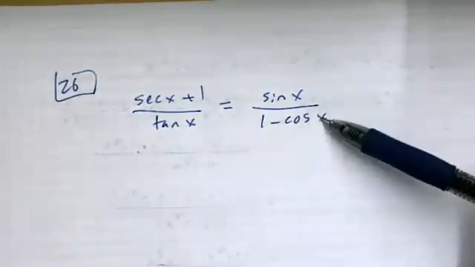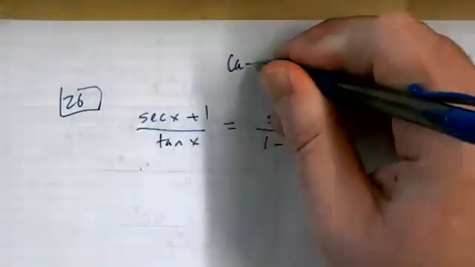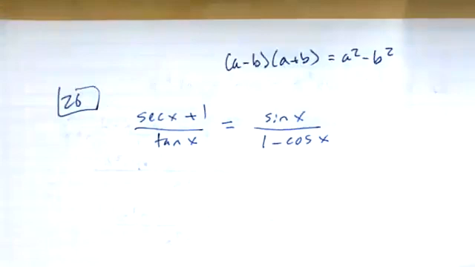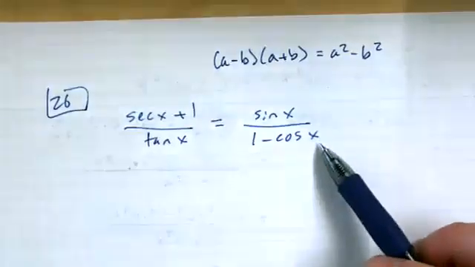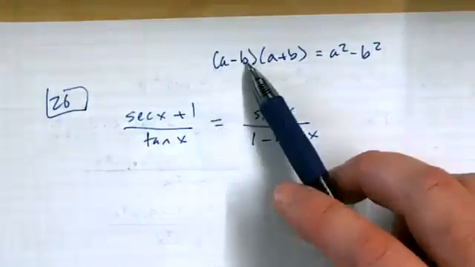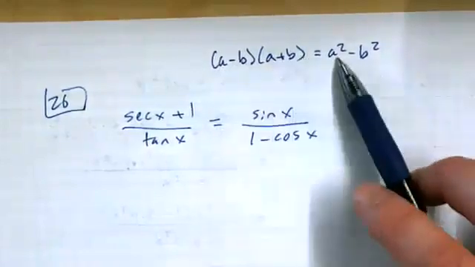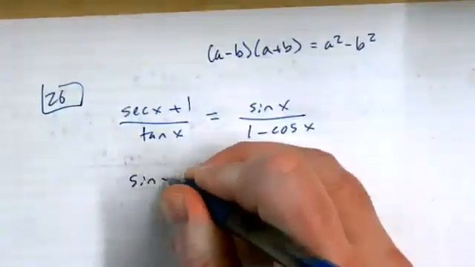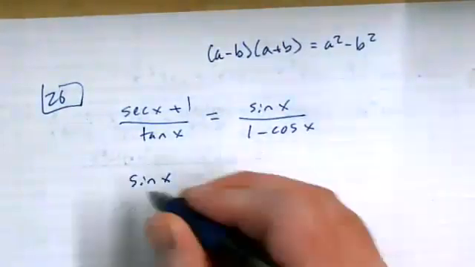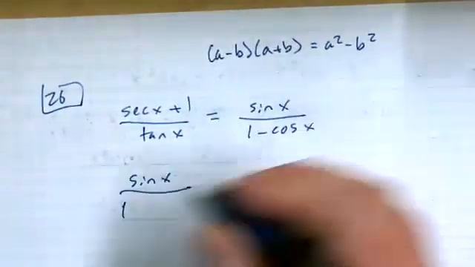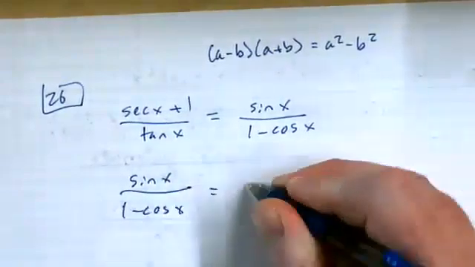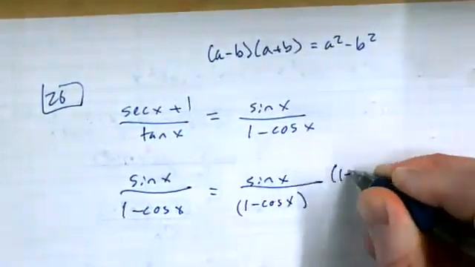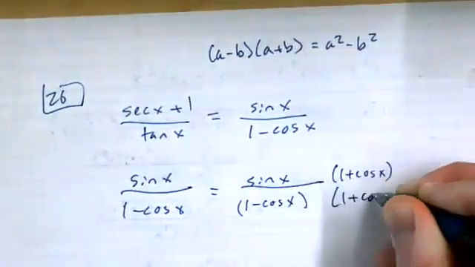And I would look to use that whole a minus b times a plus b is equal to a squared minus b squared thing to turn this into 1 minus cosine squared. It's already 1 minus cosine. I need to multiply it by 1 plus cosine, then it would be 1 minus cosine squared. So that's going to be my general strategy here. I don't know where it's going to go from there, but one plus cosine x over 1 plus cosine x.